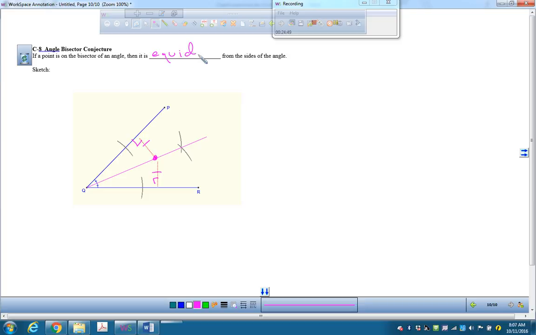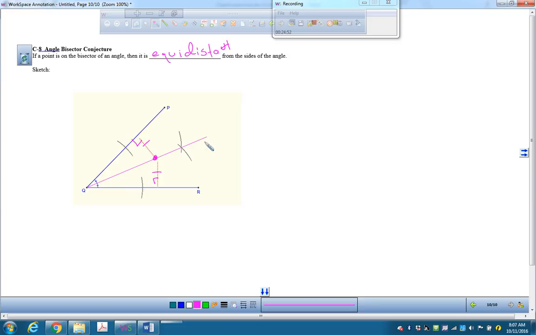Equidistant. And all of these, it's not just magic. Next chapter, chapter 4, is all about congruent triangles, and you'll find out that what's behind the scenes here are these triangles are congruent, and you can prove that those triangles are congruent.